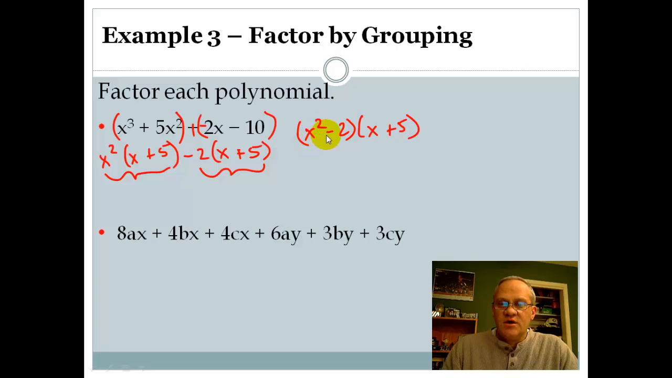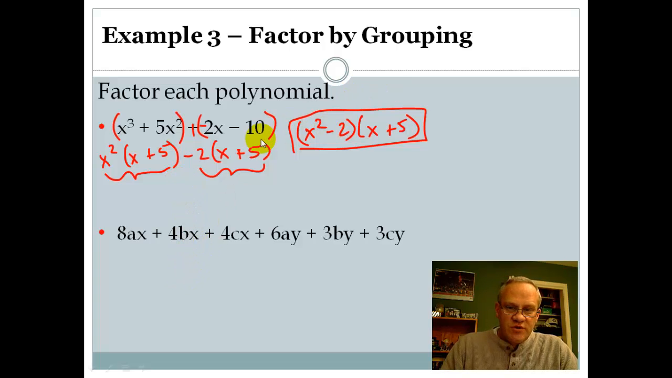Now, one thing you do have to watch out for, notice you still have an x squared here. You want to make sure that that can't be factored any further. In this, this could be difference of squares, but 2 is not a perfect square, so that's as far as we can go. If this would have been x squared minus 4, we could have broken that down again. So you do want to do that if that happens again.